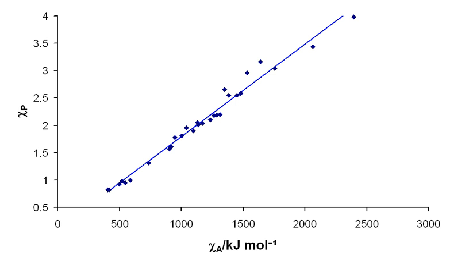Or sometimes a more accurate fit: E_D(AB) = sqrt(E_D(AA) E_D(BB)) + 1.3 (χ_A − χ_B)² eV.